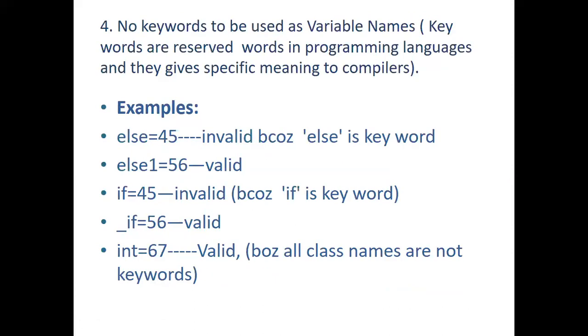Now, no keywords to be used as variable name. No keywords like else and if. If and else are special keywords. Even though they are made of alphabets, they are not acceptable. If we write _if is equal to 56, that will be valid. But if we directly write if and else, that will not be acceptable because they are keywords.